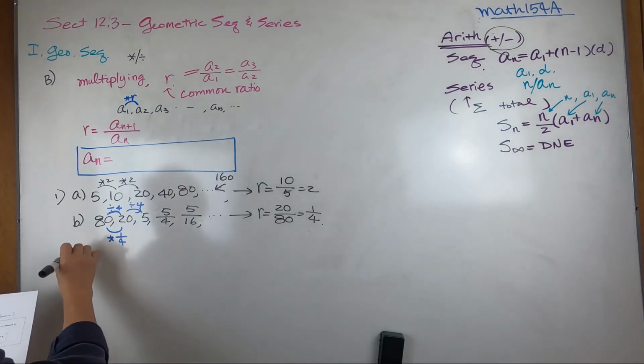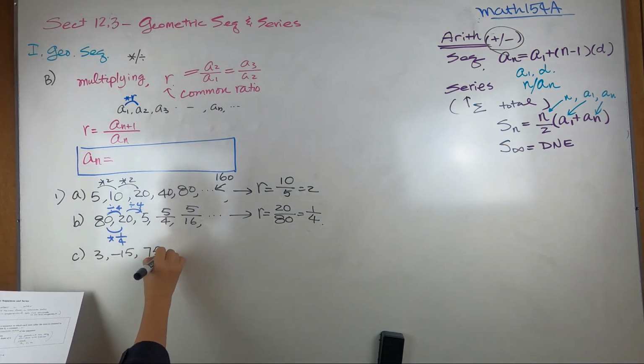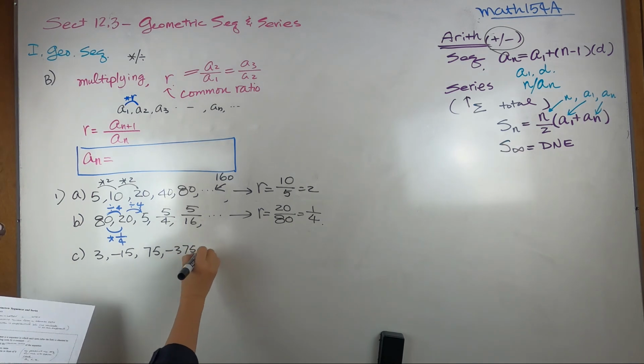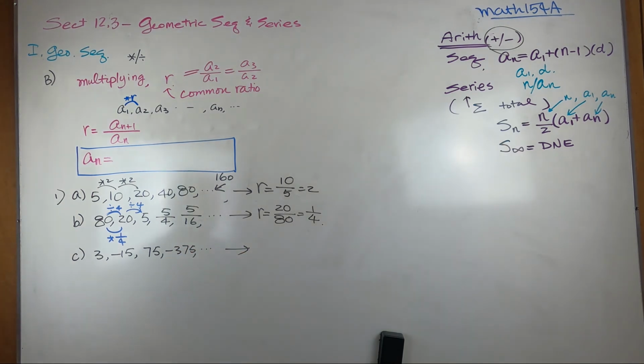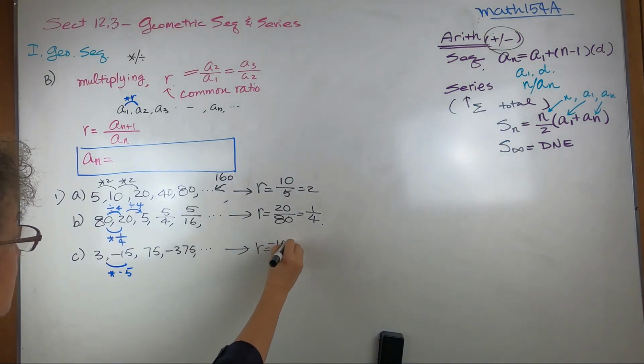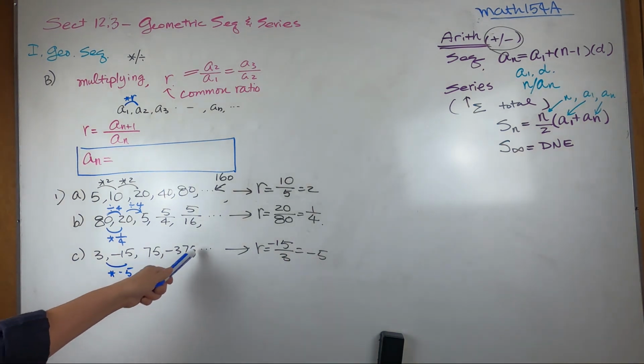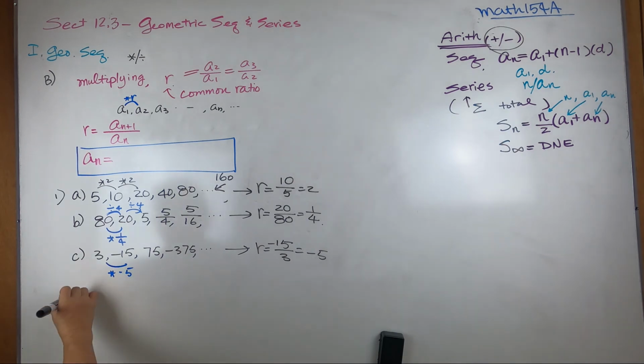Then if we have this one, 3, -15, 75, -375, what do you think? Do we have a geometric sequence? Let's take a look. It seems like it. I can multiply by -5. So we would do r equals -15 divided by 3. That's how we get it. Then times -5, times -5, we get the following number.